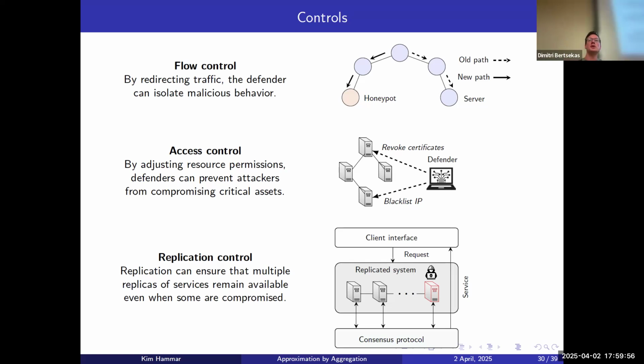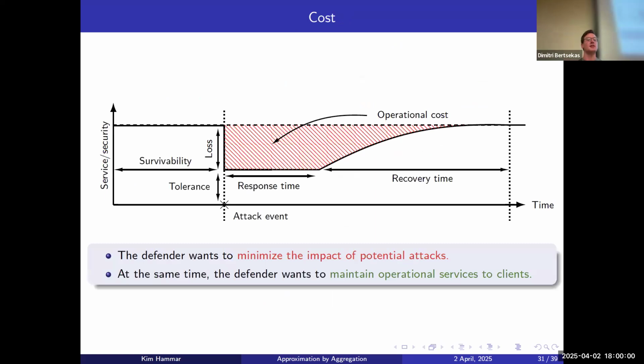And when we choose between these controls, the primary objective is to minimize the impact of a potential attack. But at the same time, we also would like to maintain services to our clients. So it's kind of a bi-objective, and it can be understood on a high level through the following graph, where on the x-axis you have time, and on the y-axis you have system performance and security.